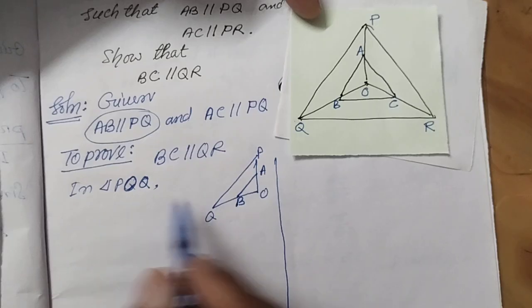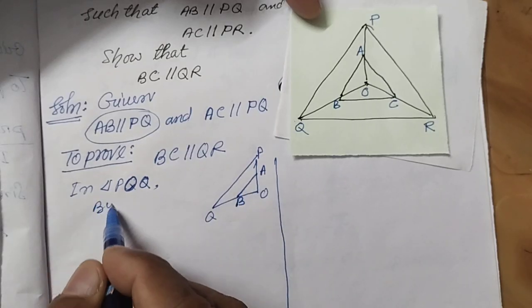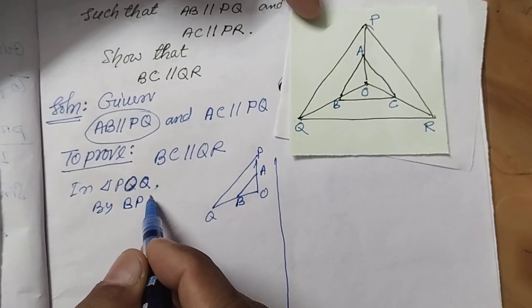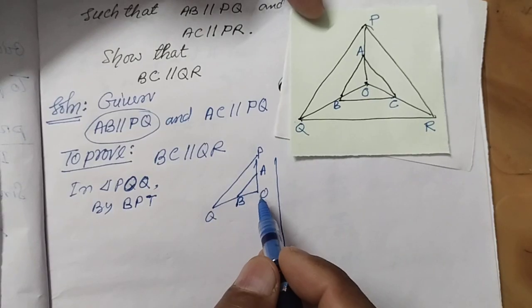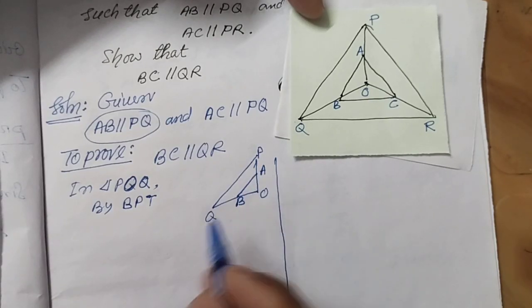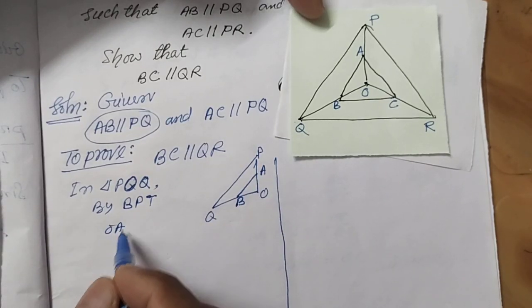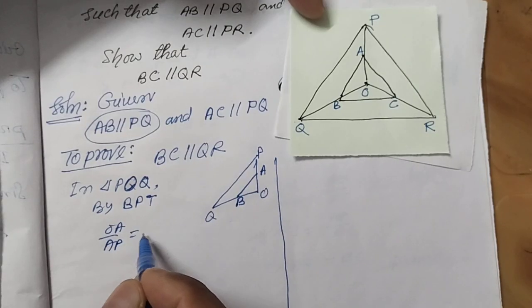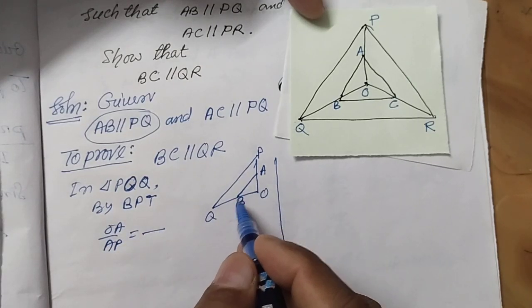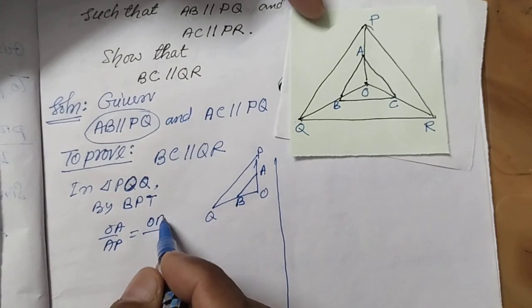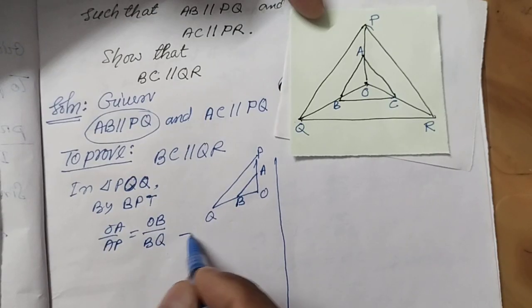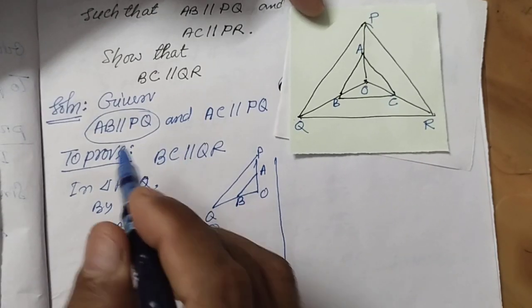Therefore, in this triangle, by BPT, basic proportionality theorem, what you can say? You see, OA by AP equals corresponding OB by BQ. So you got one condition. First condition we have used.